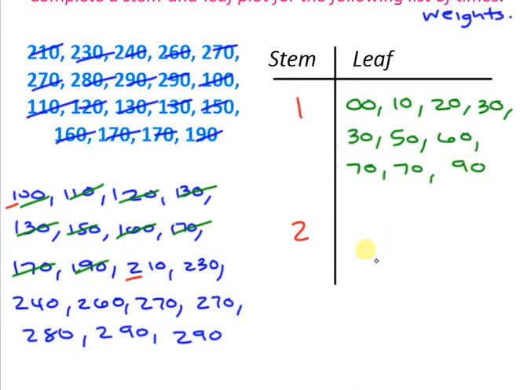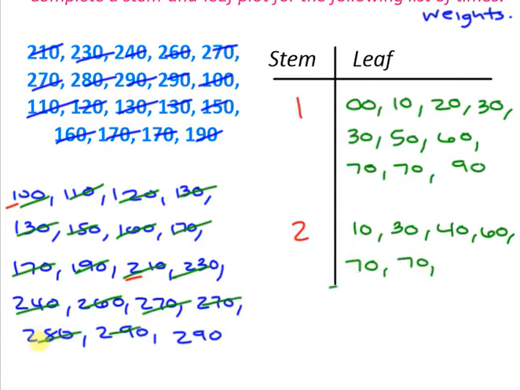We're going to move down to our 2s, so we're going to start with a 10, a 30, 40, 60, 2 70s, 80, 90, and then another 90. And we have a stem and leaf plot.